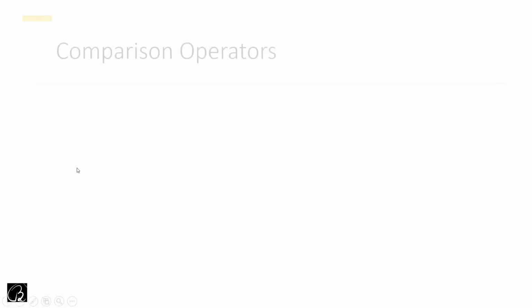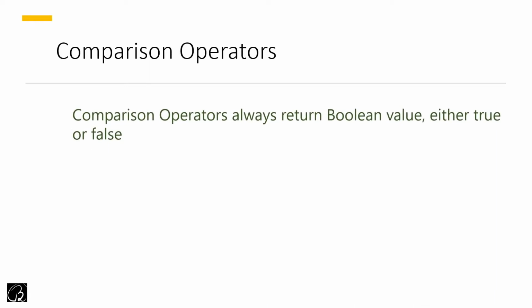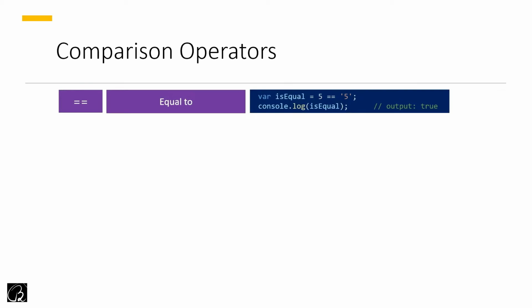So now we have comparison operators. Like logical operators, comparison operators will always give you a Boolean value, either true or false. Let's see what operators there are. The first one is the equal to operator, that is double equal to. In the example you can see I'm just checking whether 5 equals 5. Here one 5 is a number and the other 5 is a string, but still it is giving you true.